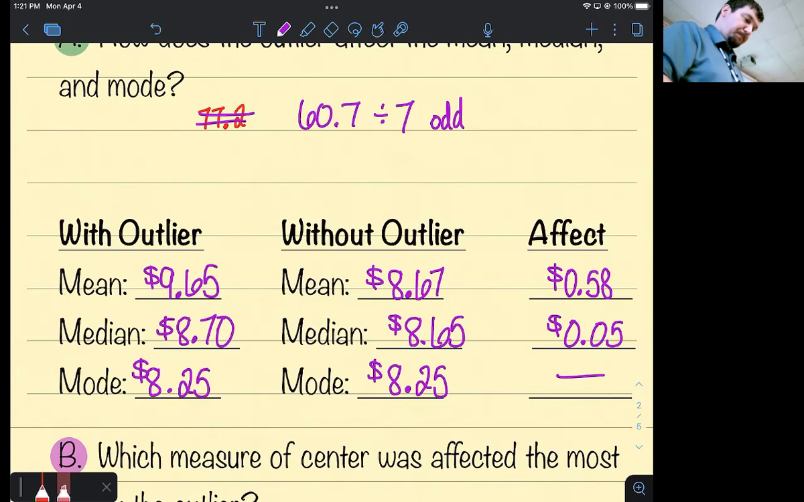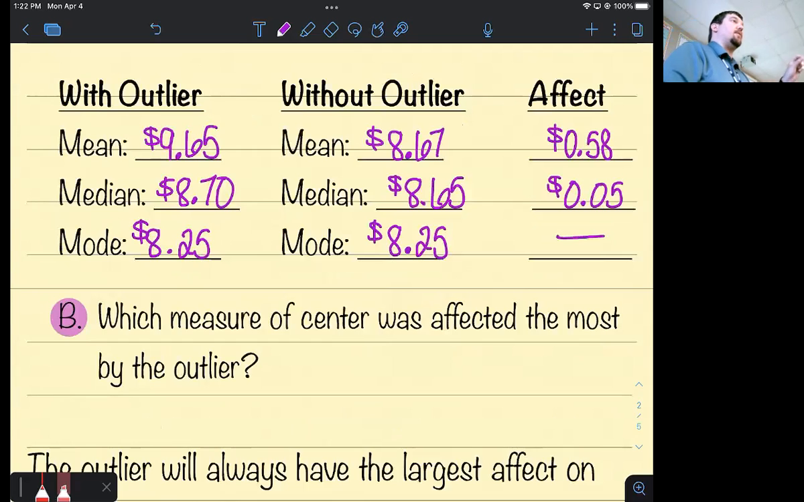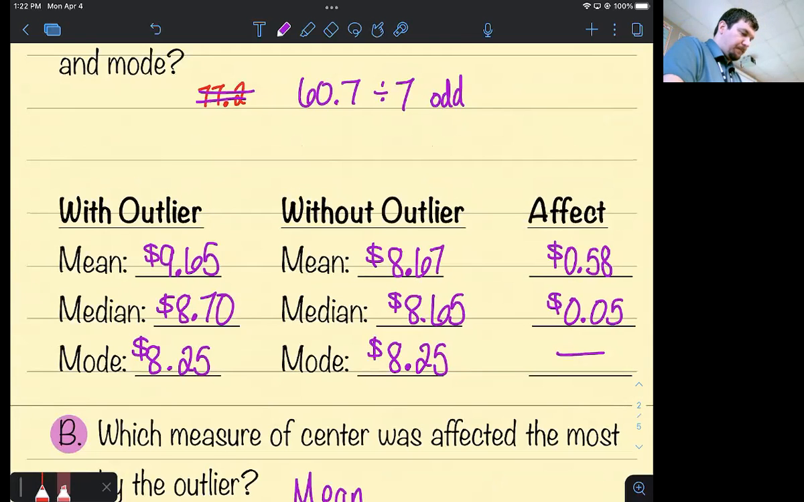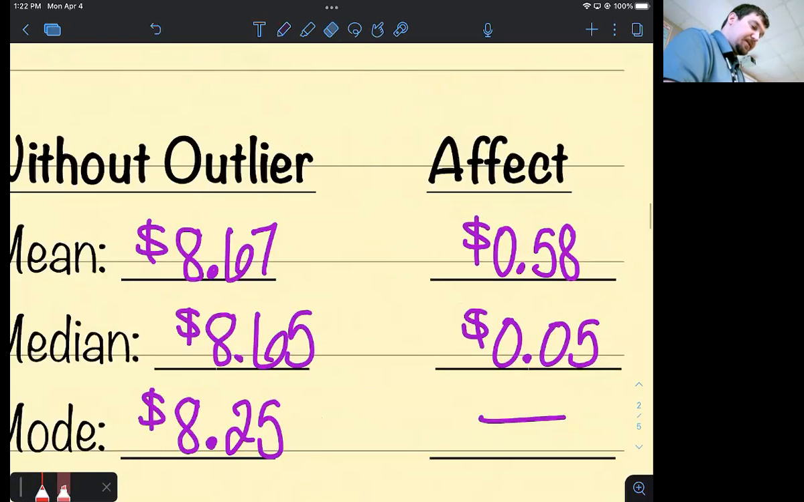Yeah, Jimmy? Yeah, so which measure of center was affected the most? It was the mean. Nice job. The mean or the average was affected the most. Is that what you were trying to say? Your answer? So it wasn't 58 cents. It was 98 cents. What am I hearing? What is it? 98 cents. Okay. Thank you for catching that. Xander, is that right? Yeah. Okay.